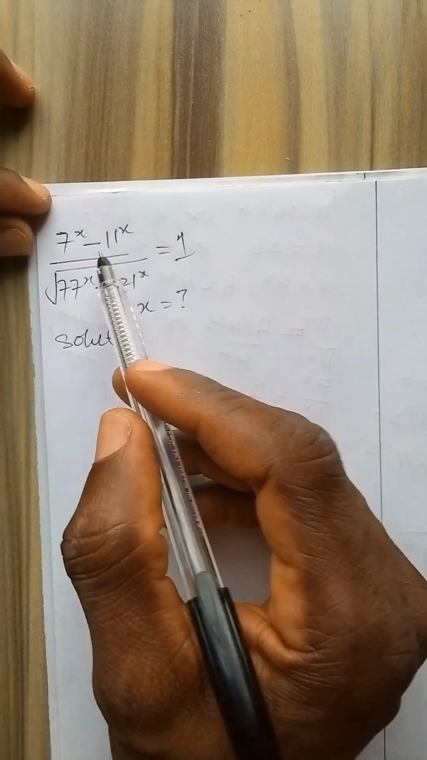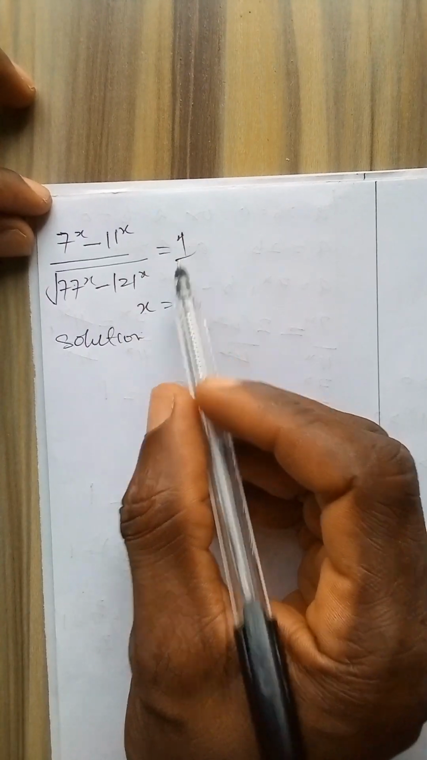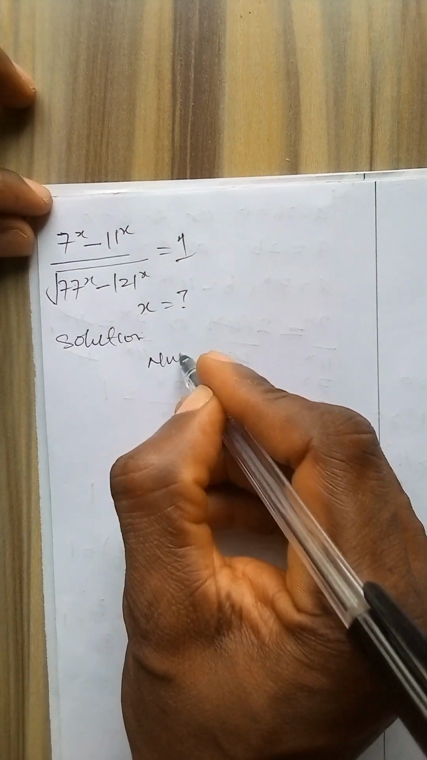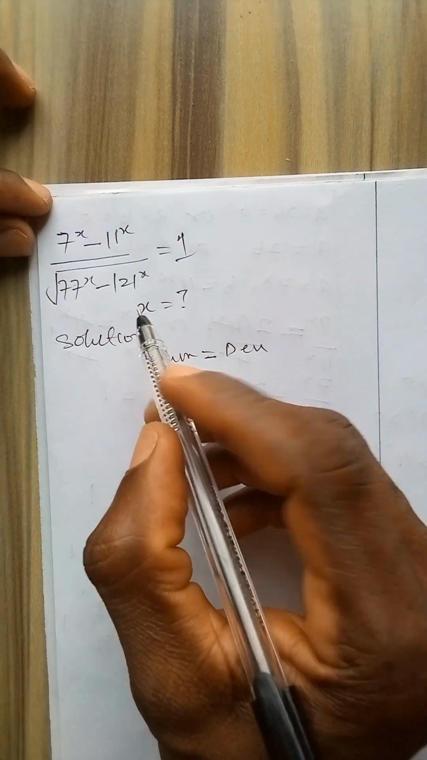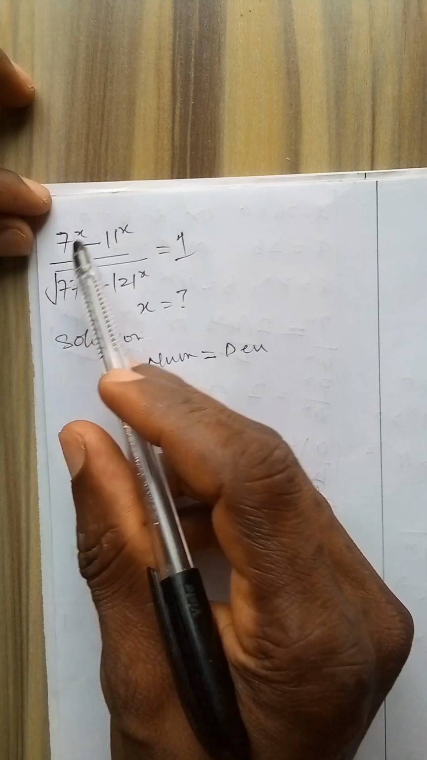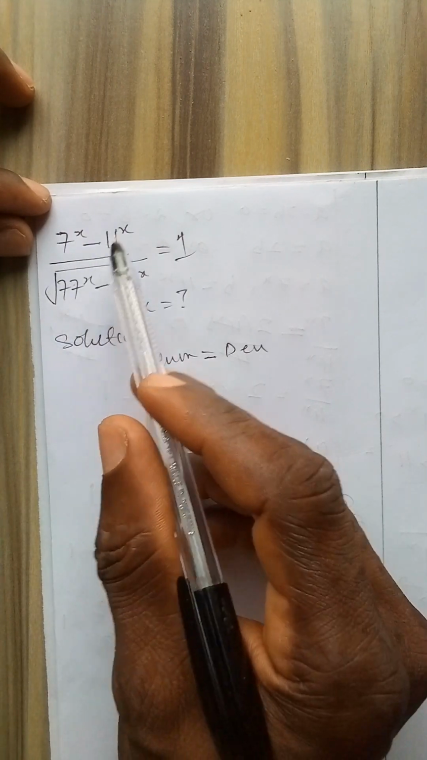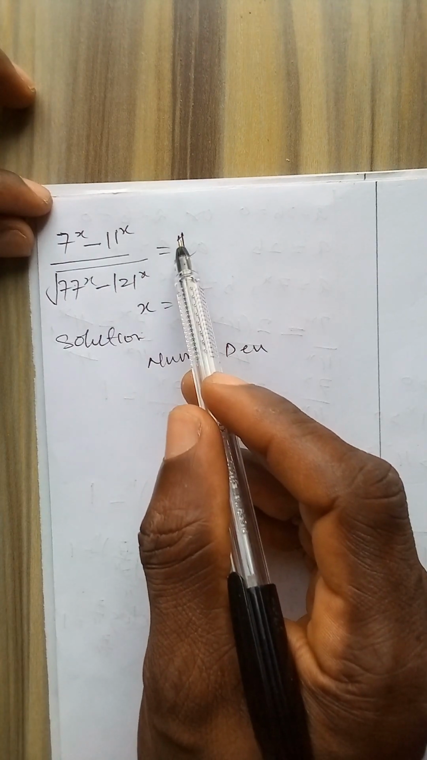We see clearly that the numerator divided by the denominator is equal to 1. That means that the numerator is equal to the denominator. That is one thing we can notice. Another thing is that we may think that 7^x is less than 11^x, and as such we should have a negative quotient.